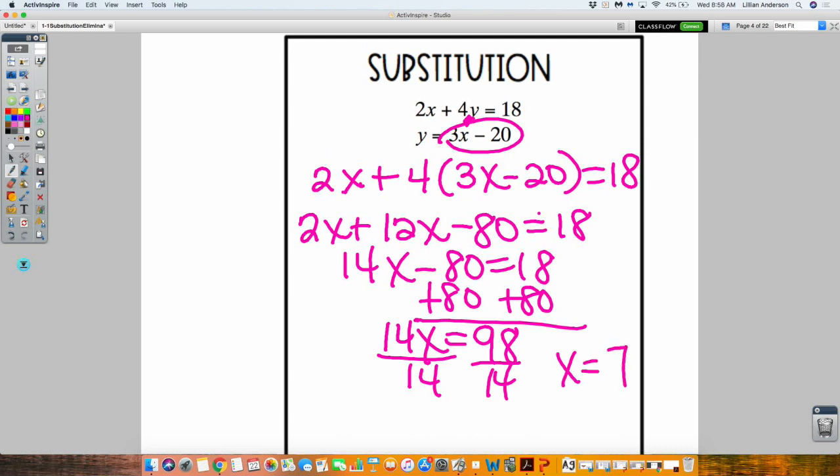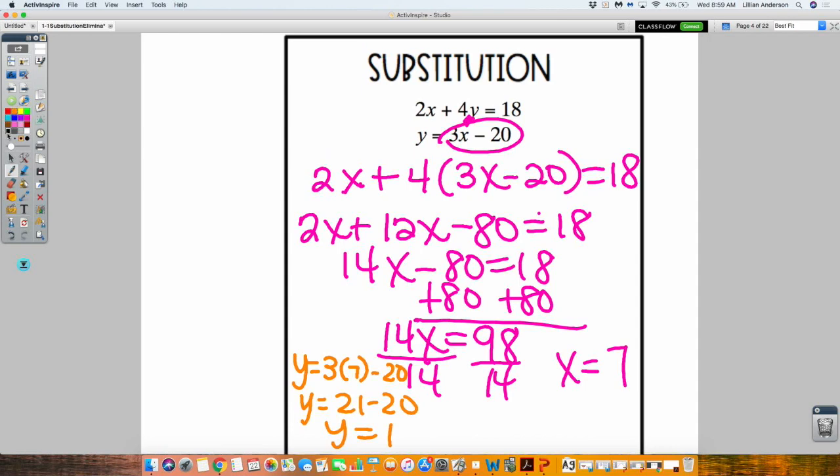Okay? So we found what one of our variables is. But there are 2 variables, correct? Yes. Which means we have to figure out y. And since y was already equal to 3x minus 20 from the beginning, all we have to do now is substitute 7 back in for x. Okay? So that's going to be y equals 3 times 7 minus 20. What's 7 times 3? 21. So y equals 1. So I have x equals 7, y equals 1.